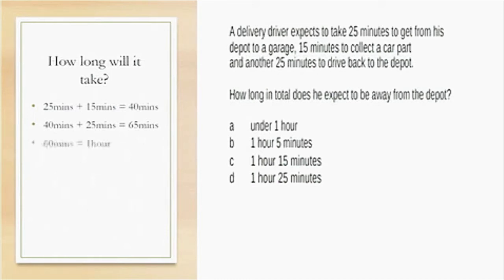So you should know that there are 60 minutes in every hour. So 65 minutes can be rewritten as 60 plus 5 minutes. So we can rewrite the 60 minutes as 1 hour, and that gives 1 hour and 5 minutes. And that was pretty easy.